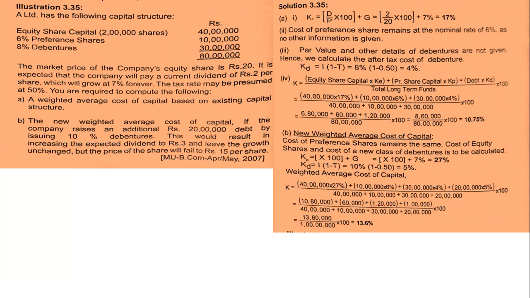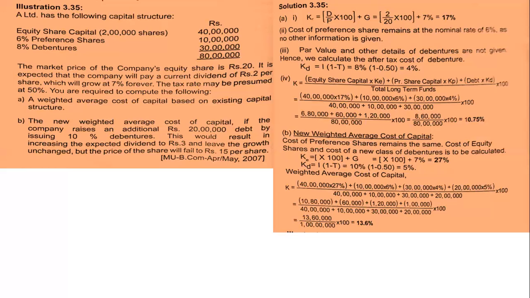The market price of the company's equity share is rupees 20. It is expected that the company will pay a current dividend of rupees 2 per share, which will grow at 7% forever. The tax rate may be presumed at 50%. You are required to compute the following: a weighted average cost of capital based on existing capital structure, and the new weighted average cost of capital if the company raises an additional rupees 20 lakh debt by issuing 10% debentures. This would result in increasing the expected dividend to rupees 3 and leave the growth unchanged, but the price of the share will fall to rupees 15 per share.